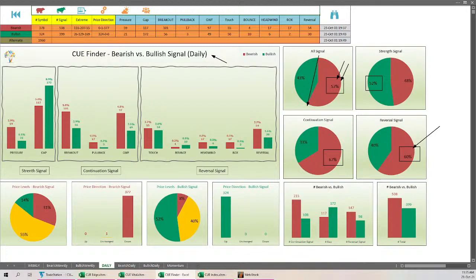We see 60% of reversal signals are bearish. We could also look for trend continuation short setups because we see 67% of trend continuation signals are bearish. We may get ready with them, and if the market comes down next week, we may execute those short trades.